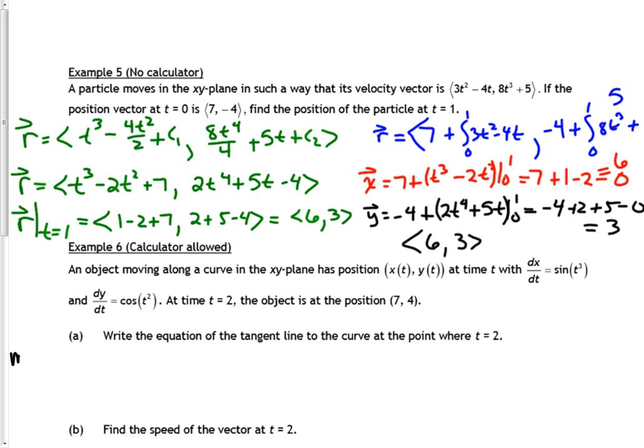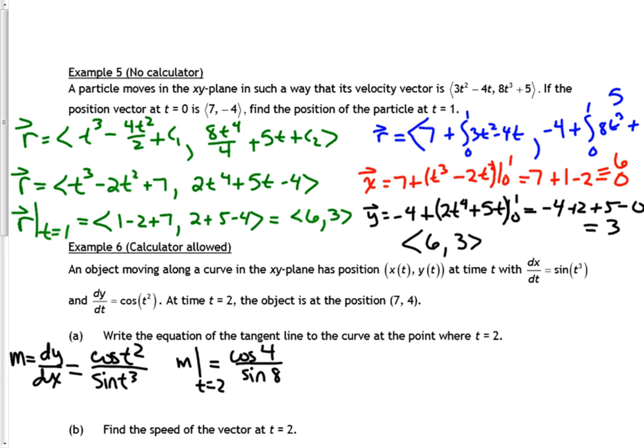So the slope is going to be dy dx, and I have dy, and dy is cosine t squared, and dx is sine t cubed. And I want this at t equals 2. So my slope at t equals 2 is going to be cosine of 2 squared, which is 4, over sine of 2 cubed, which is 8. I'm going to leave my slope just like that.